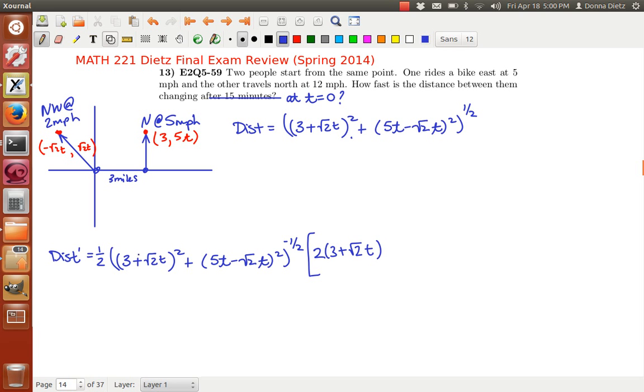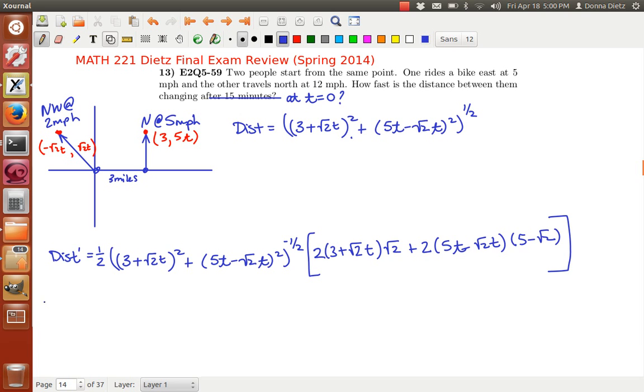So each piece I have to worry about. So 2 comes out front, 2 junk to the power of 1 times the junk inside's derivative. And then the second piece I have the same issue. 2 junk times the derivative of the junk inside. Now the junk inside is 5 minus square root of 2. And there you go. And that is how fast the distance between them changes.